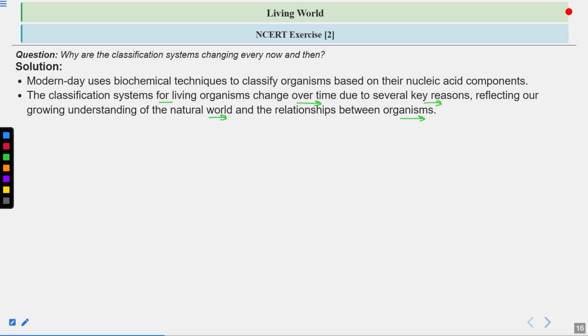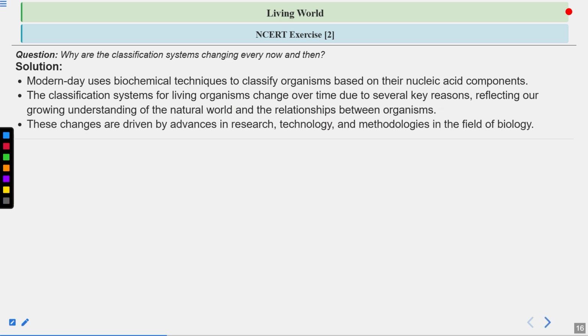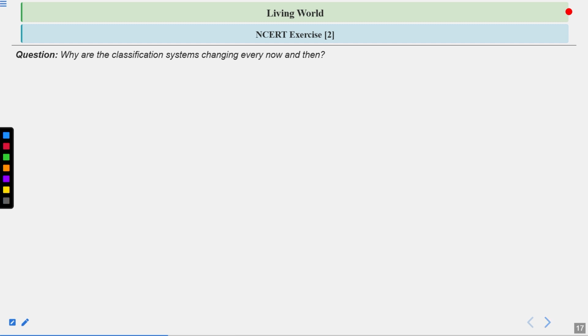Okay, and this reflects what? This reflects our understanding of the natural world. Now we can better understand the species because we have better technologies now. We have better ways to characterize the organisms. We have better microscopes now. We can now understand the evolutionary relationship between the organisms. So these changes are driven by advances in research, technology, and methodology in the field of biology.